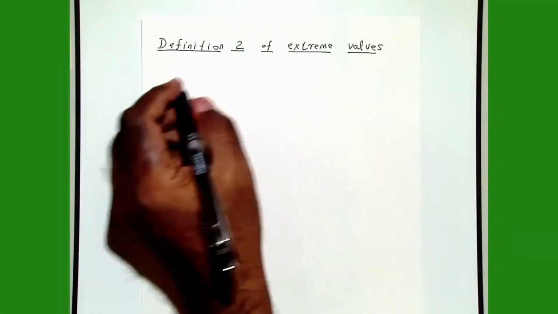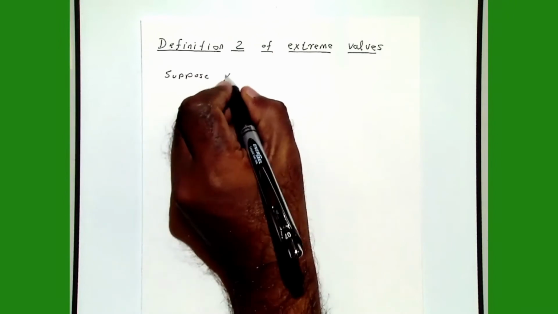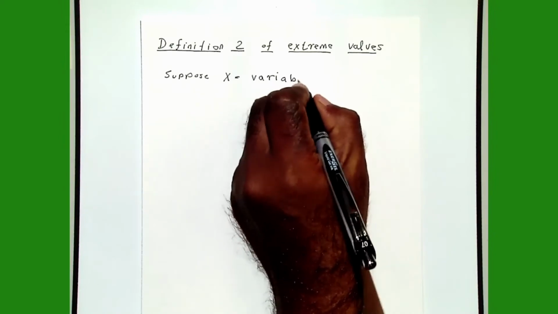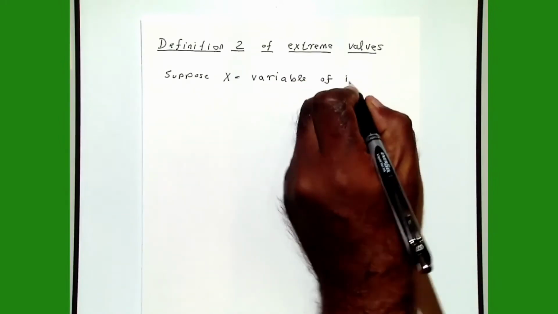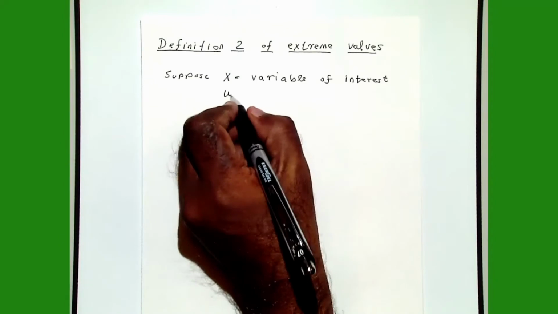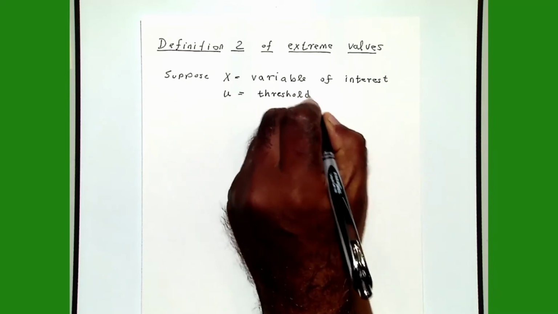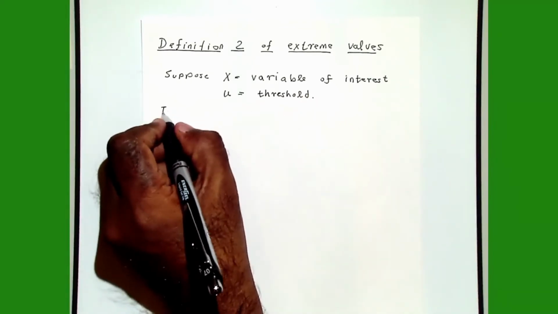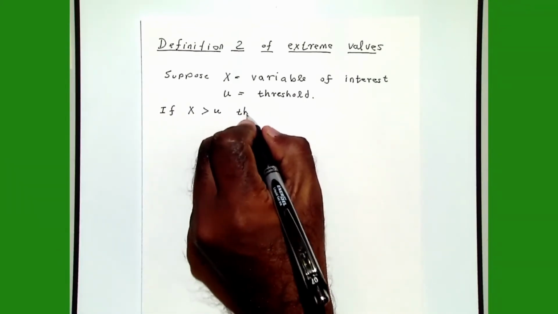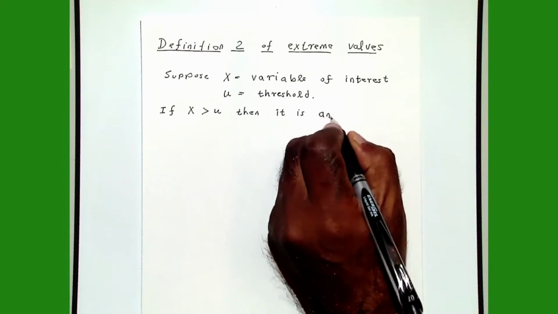So let me introduce some notation first. Suppose X denotes the variable of interest. So basically X is the data. And suppose U denotes the threshold. And if X is greater than U, then it is an extreme value.